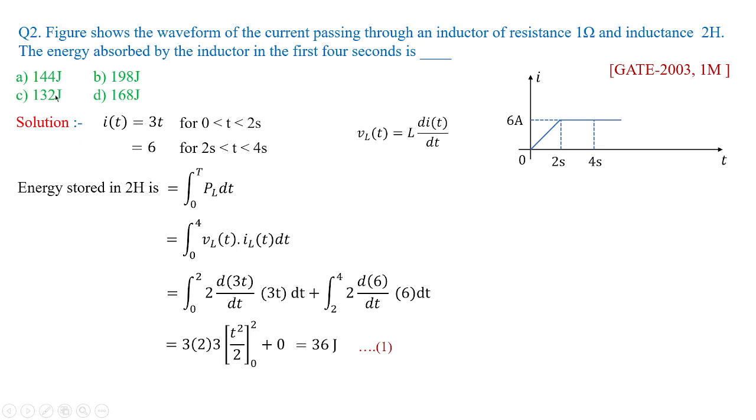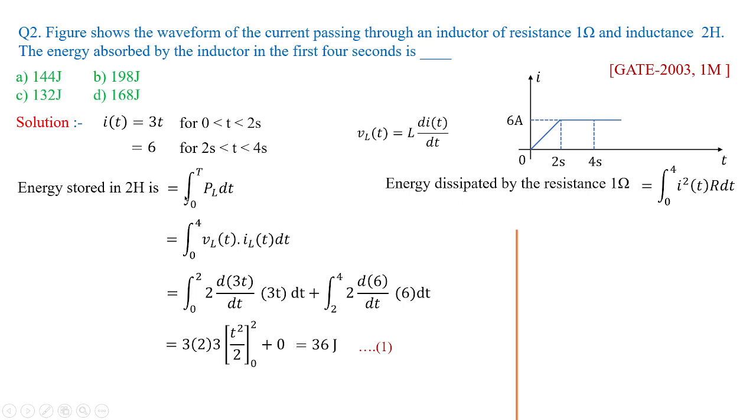And I'm not done with the answer because resistance is also mentioned. So we need to also estimate the energy dissipated in the resistance of 1 ohm. Again it is ranging from 0 to 4 because of the given interval. The integration of power will give you the energy, that is i square R t. So i square R value is given as 1. i square is nothing but the value of i(t) for 0 to 2 seconds and from 2 to 4 seconds. So like that, carefully apply the integrations.